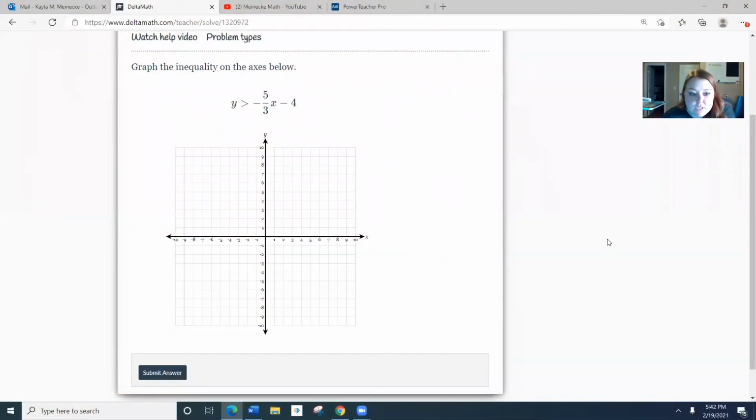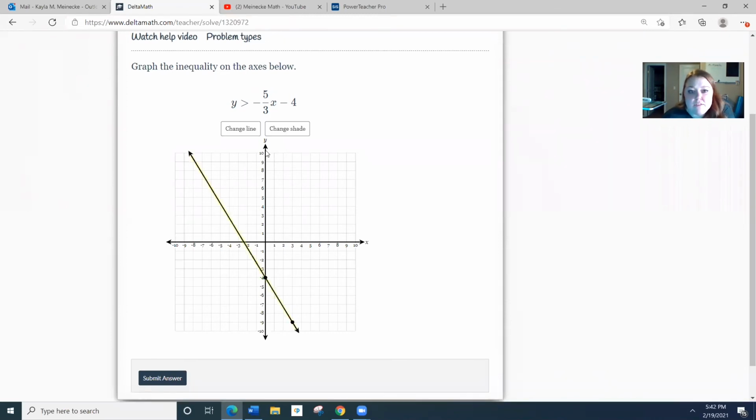I was going to go ahead and just graph a few of these with you guys. So here we go. y is greater than -5/3 x minus 4. So we start by plotting a point at the y-intercept, which is -4. And then this says we go down 5 and right 3.